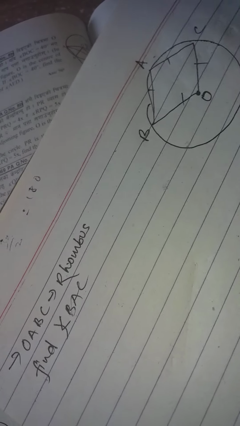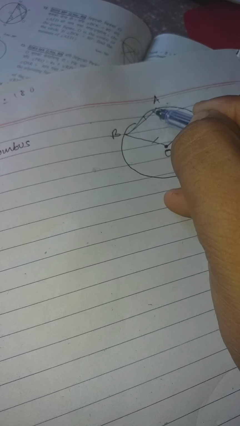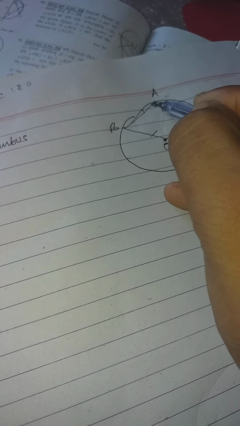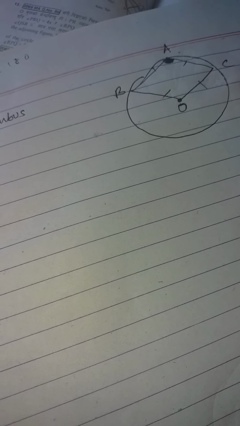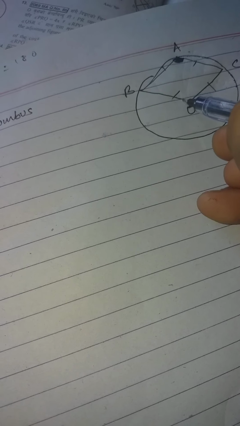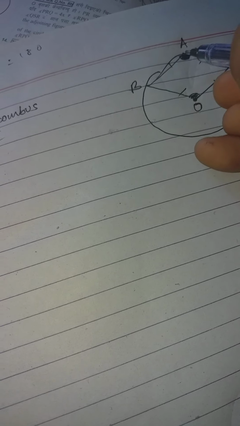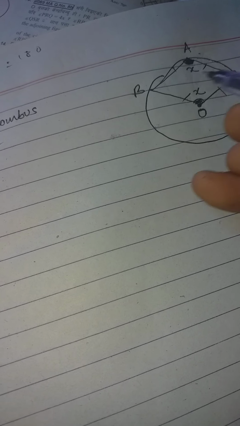BAC. Okay, the BAC angle is to be found out. See in the figure, this angle is to be found out, yes or not? Can you see this? Okay, in a rhombus all angles are equal. So if this angle is x, then this angle is also x, yes or no? Yes. So let me choose any arc here.